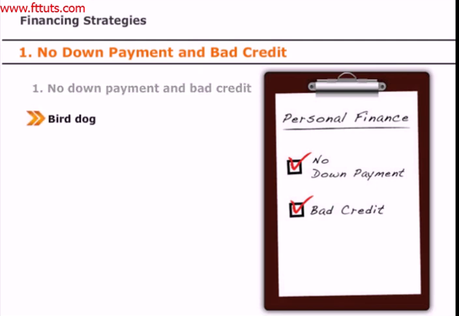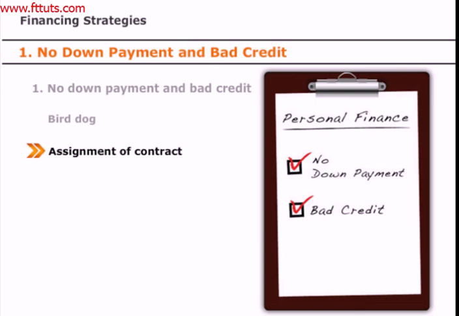Another option we discussed is to find a property and assign the contract to another investor. To make this strategy work, you need to get a property under contract at a wholesale price, then assign it, or transfer the right to buy it, to another investor for a higher price. You then keep the difference in price.